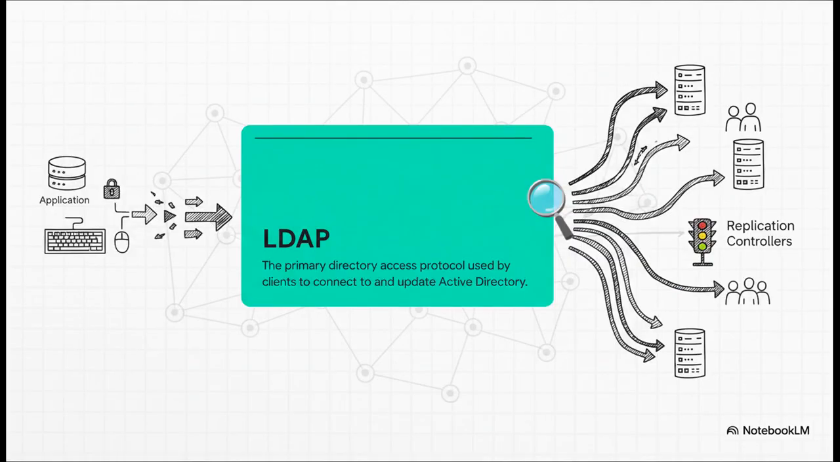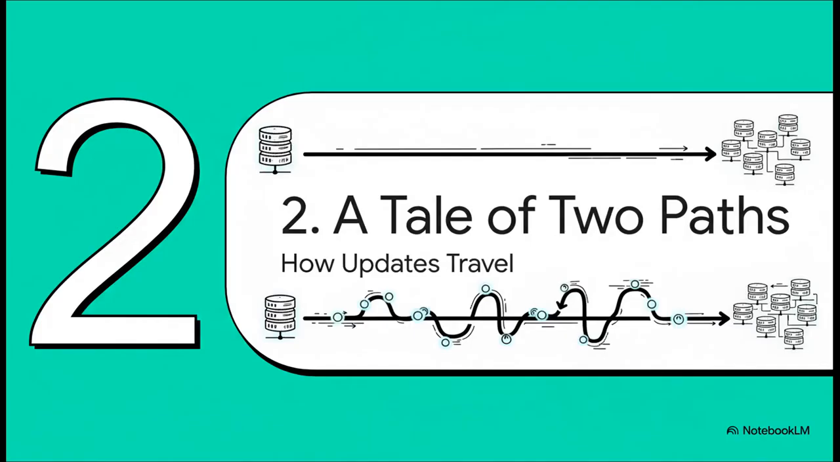So how do updates even get to our air traffic controller in the first place? Well, they usually arrive using LDAP, which stands for Lightweight Directory Access Protocol. You can just think of it as the official language that applications use to talk to Active Directory. When you change your password, your computer sends an LDAP request, and that is the starting pistol that kicks off this whole replication journey.